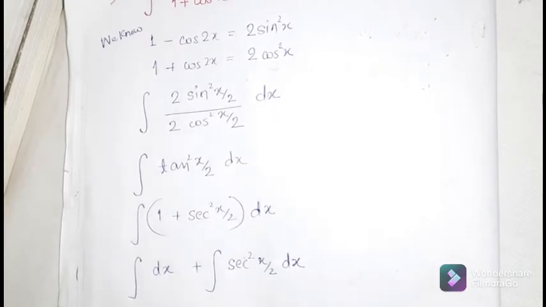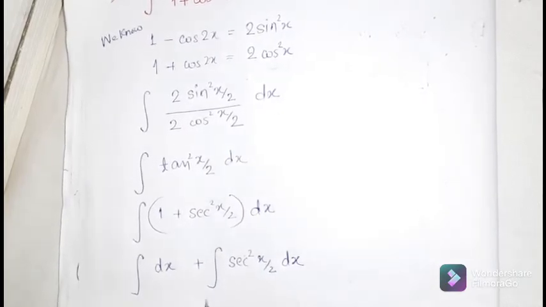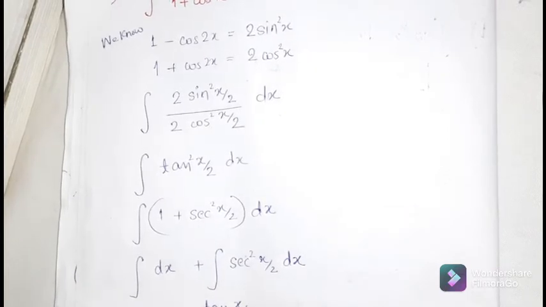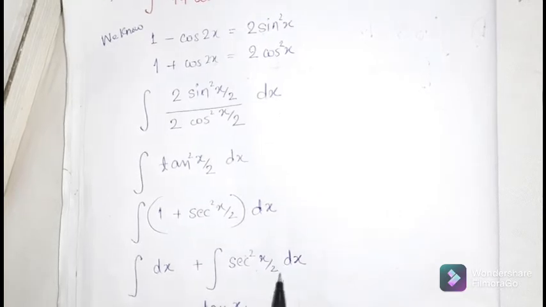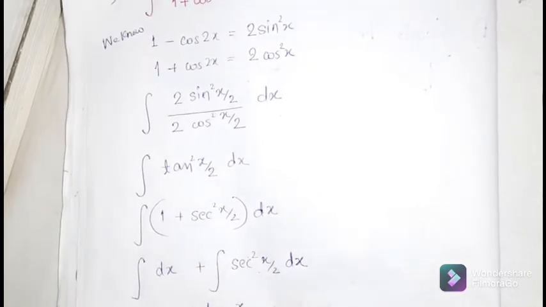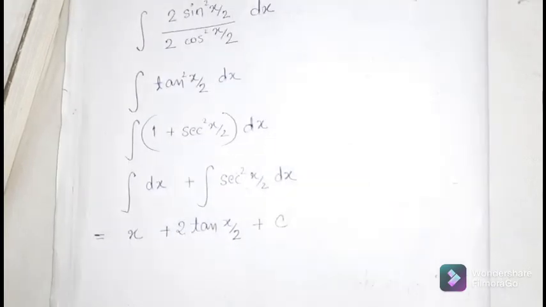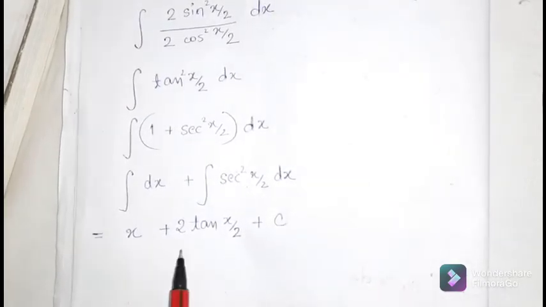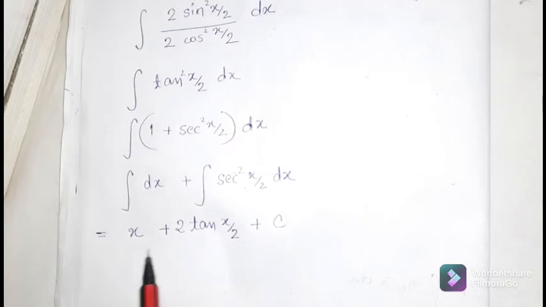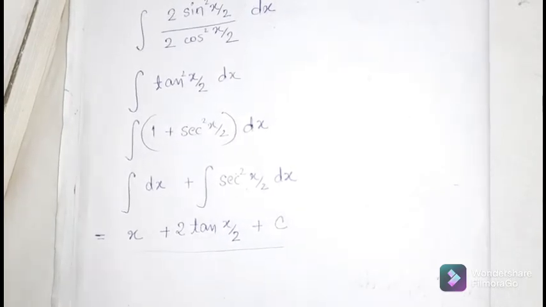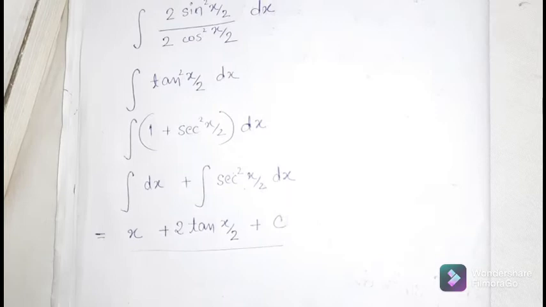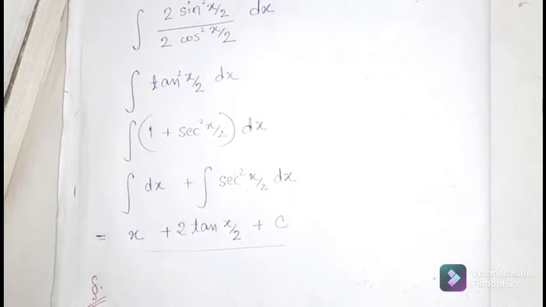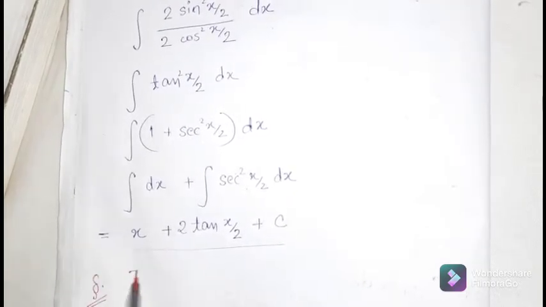Integration of dx is x, and the integration of secant square x by 2 is tan x by 2, and again theta is a function of x. Using the chain rule, it is 1 by 2, meaning it becomes 2 tan x by 2, minus x, plus c. So this is the result of the given function. In this way you have to use trigonometric identities to find the integrals. Next we move to the next topic, integrals of some particular functions.